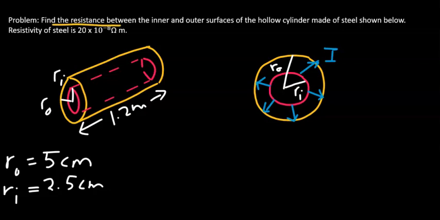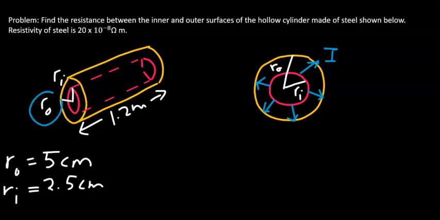Find the resistance between the inner and outer surfaces of the hollow cylinder made of steel shown below. The resistivity of steel is given as 20 times 10 to the power minus 8 ohm meter. The left-hand side figure shows the hollow cylinder, so that is the solid part of that cylinder. The central part is hollow.